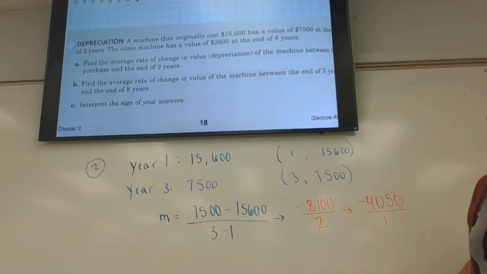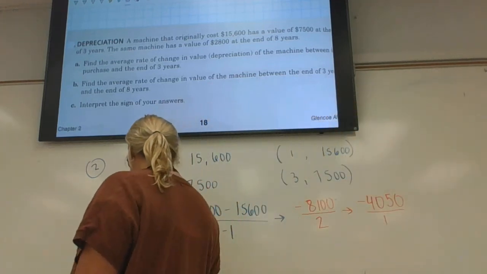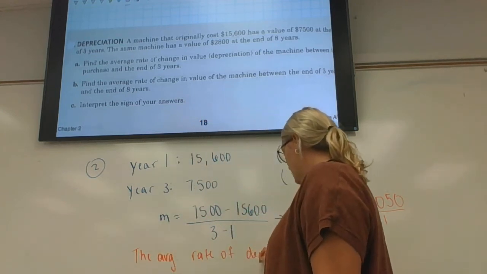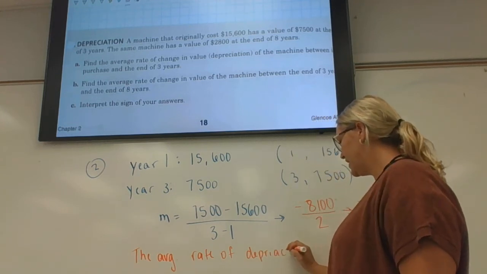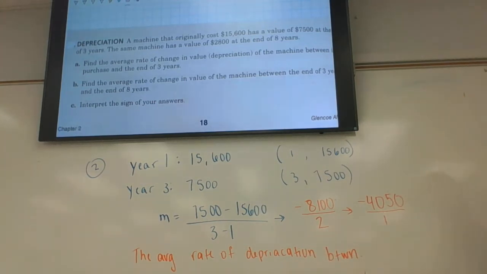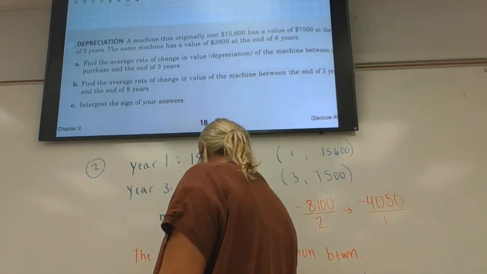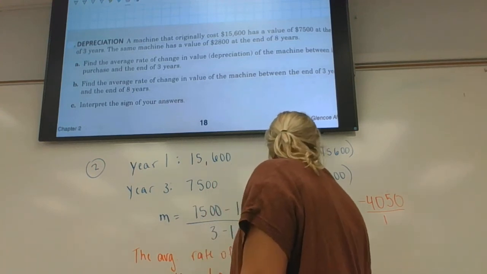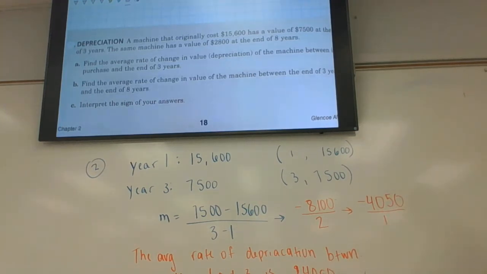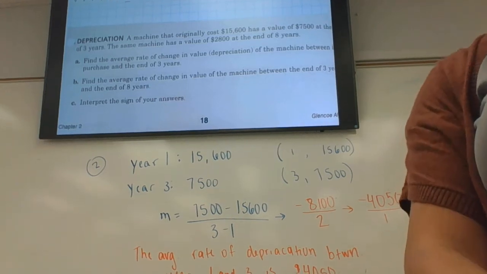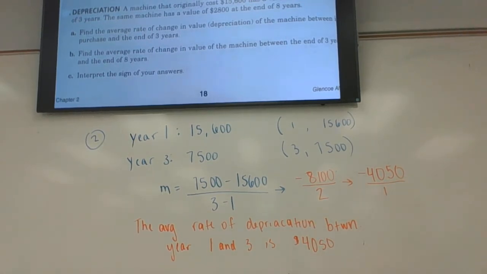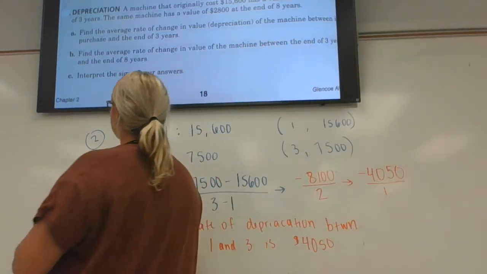So our complete sentence answer: I want to say the average rate of depreciation between year 1 and 3 is $4,050. So we can take $4,050 off the value of this machine. So when I pay taxes on my assets, I don't have to pay as much taxes. That's letter A. Now letter B is going to be different.